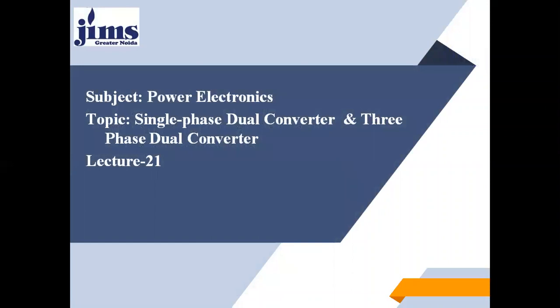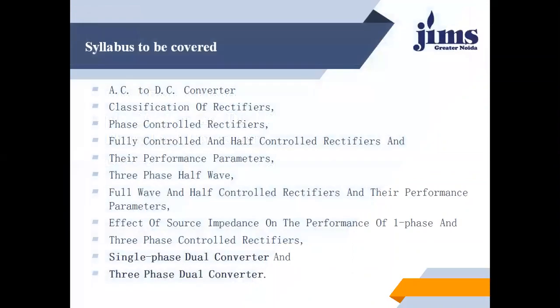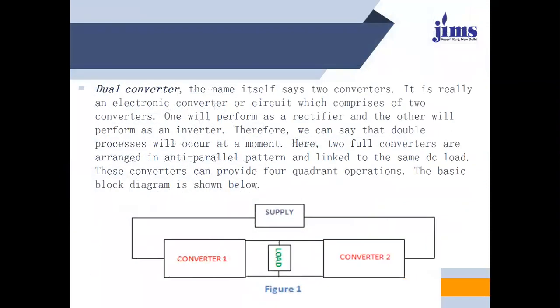Now we are discussing the single phase dual converter and the three phase dual converter. Initially we will focus on what we mean by the dual converter. Dual converter, as the name says, means two converters. It is an electronic converter or circuit which comprises two converters. One performs as a rectifier and the other automatically performs as an inverter. Therefore, double processes occur at a moment.